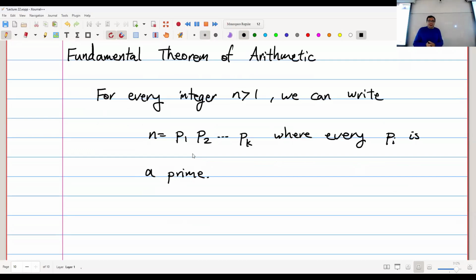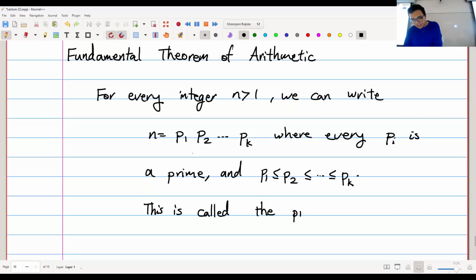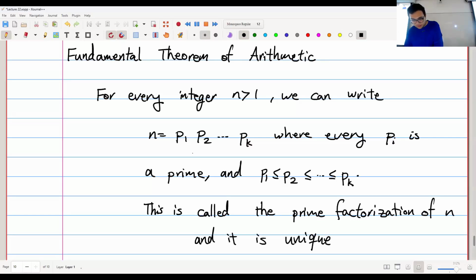I can change the order, so I want to avoid changing the orders. So I say this, where every p_i is a prime, and let's say I've sorted them, so p1 is less than or equal to p2, and so on, less than or equal to pk. This is called the prime factorization of n, and it is unique. I needed this part in order to have uniqueness, so that I cannot just reorder my prime numbers. I have to always write them from the smallest to the largest.